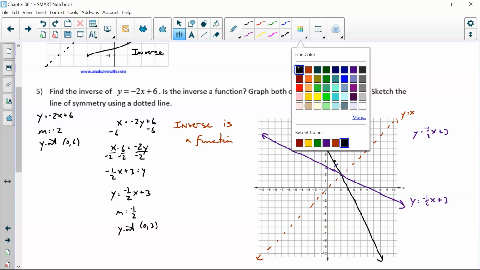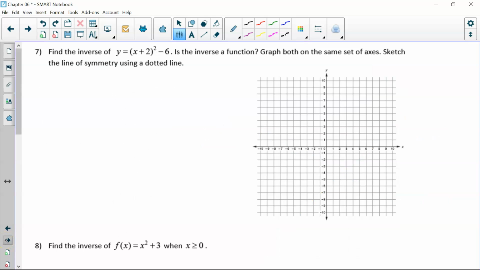All right, let's go to the next page, please. So for problem number 7, find the inverse. So we can graph the original function first. y equals (x plus 2) squared minus 6.